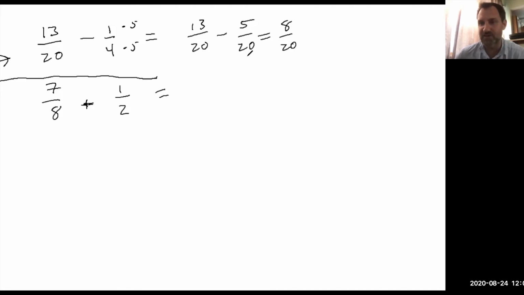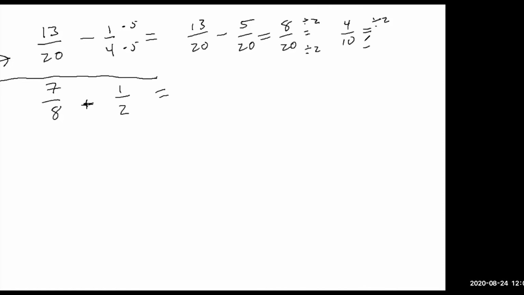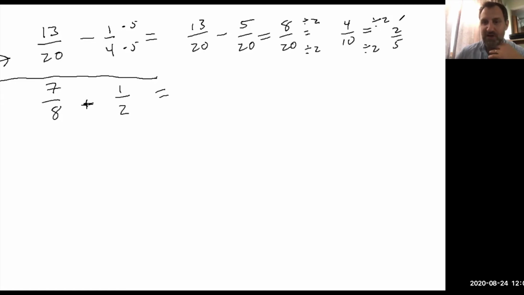If I have 13 of something, I take away 5 of it, I got 8 left. This could be simplified, by the way, and I don't know whether Pearson cares about that kind of thing, but 8/20ths is not the simplest version of that fraction. I can divide this by 2, and I can divide this by 2. That makes 4/10. Can 4/10 be simplified? Yep. We can divide again, and we end up with 2/5.